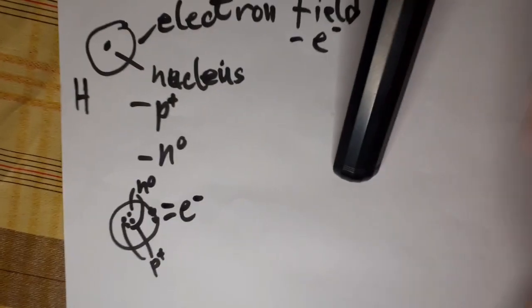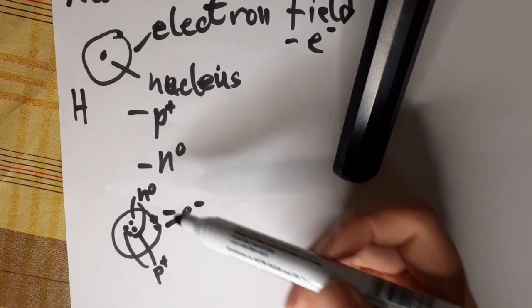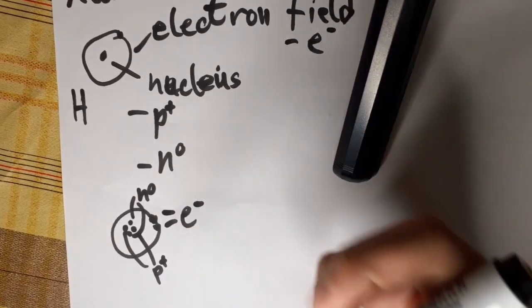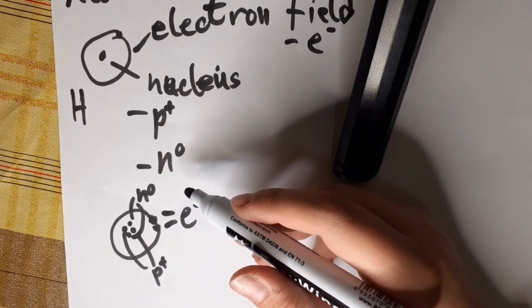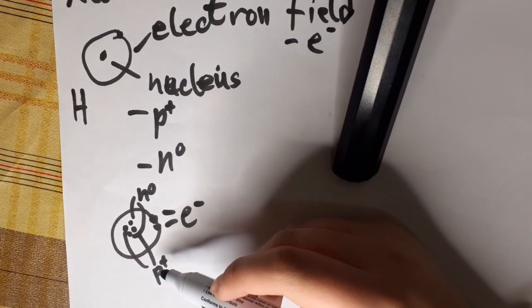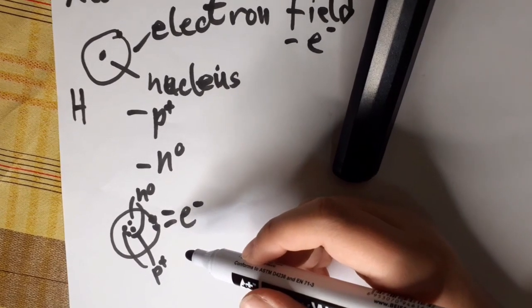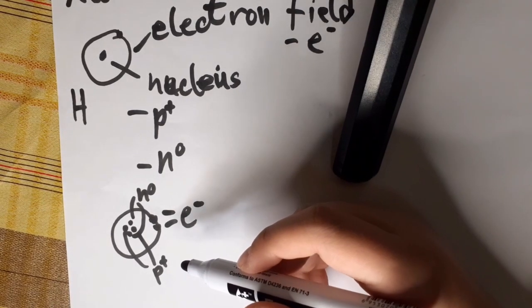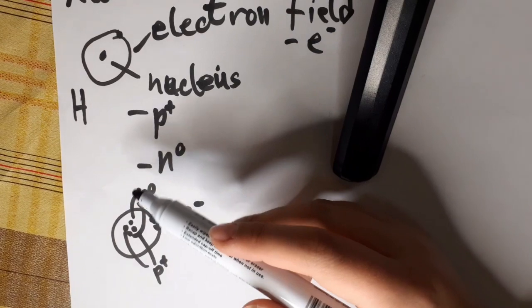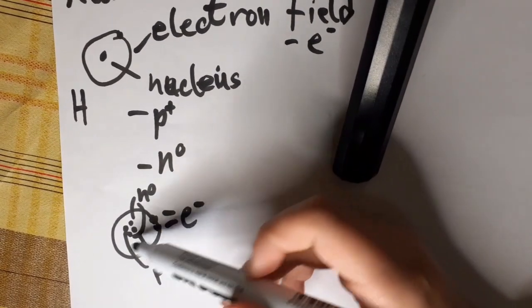Okay, so protons are positively charged, electrons are negatively charged, and neutrons don't have a charge. So why do neutrons exist? Well, protons are, as I said, positively charged particles, and they repel each other, which causes them to go away from each other. And neutrons are there to stop them from repelling and keep the nucleus in place.